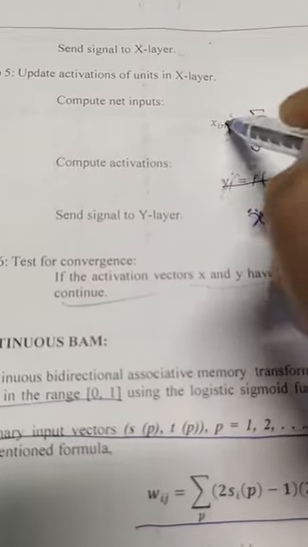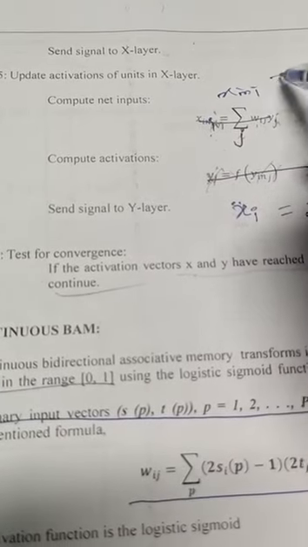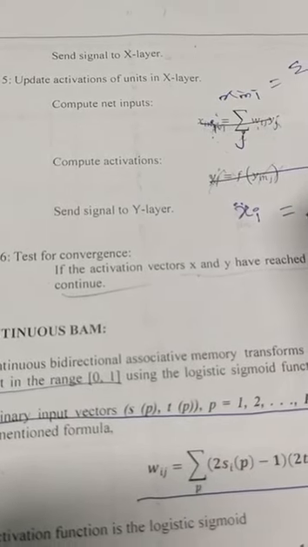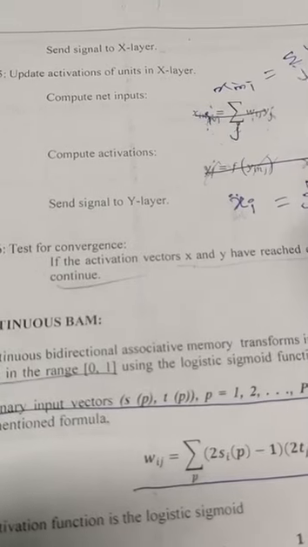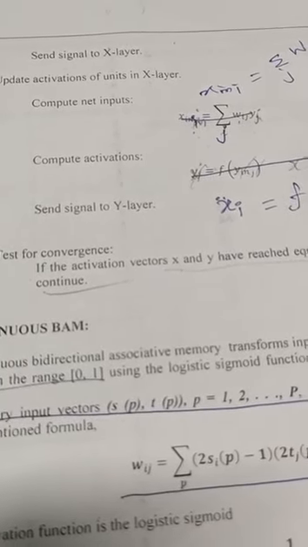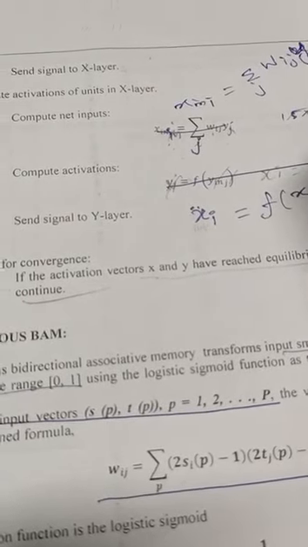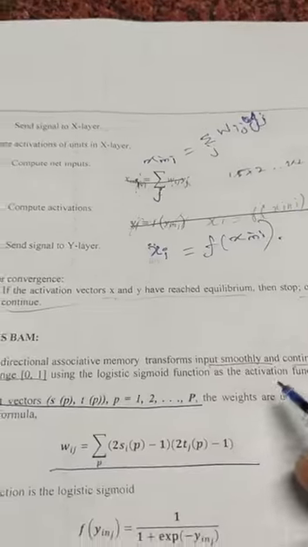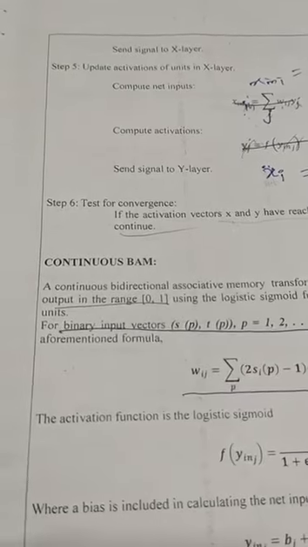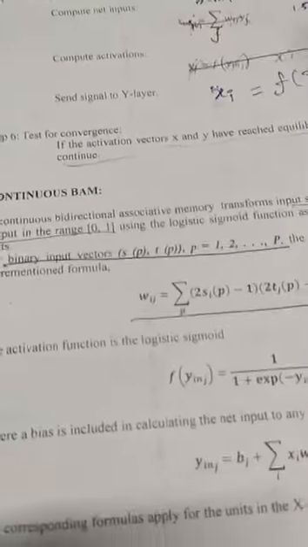This is XIN I. Your XIN I is equal to the summation for all values of j, that is, for all values of j we are doing Wij into Yj. So this way you have to calculate the output of each layer. Okay, that is the algorithm we have seen so far.